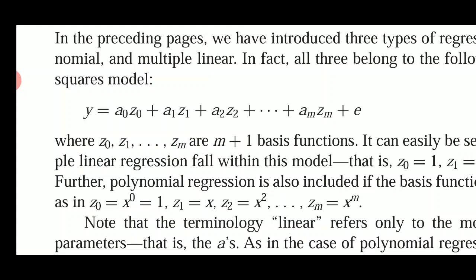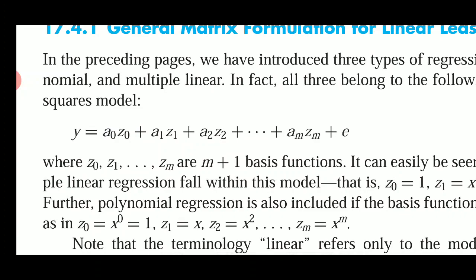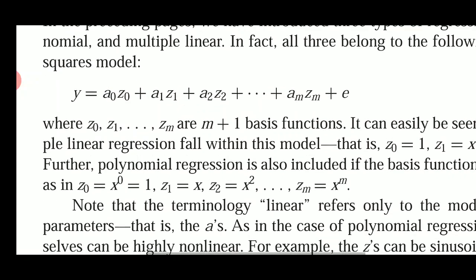Instead of that, if I write z0, z1 and z2 as x1, x2, x3, then this will become the multiple linear regression we have just seen, right? So this is a generalized equation. By changing the value of z, I can make this equation a linear regression equation, a polynomial regression equation, or a multiple linear regression equation, right?